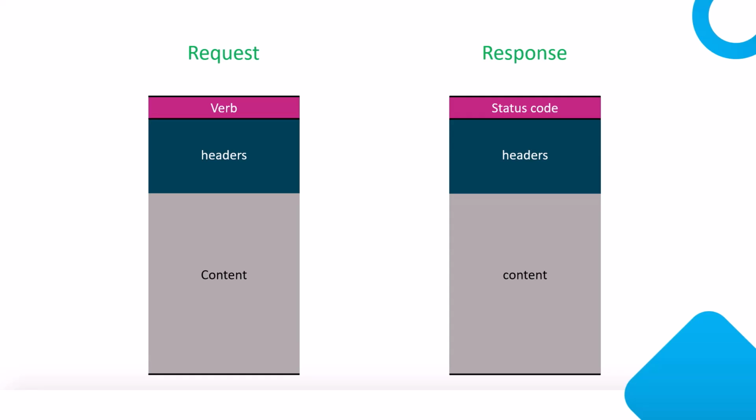So typically if we have to compare request and response, both of them will have headers and content, but the main thing that differentiates them here is the verb and status code. Request has the verb which defines what action needs to happen, and response has the status code which defines if the request was processed successfully, if there were errors, and so on.